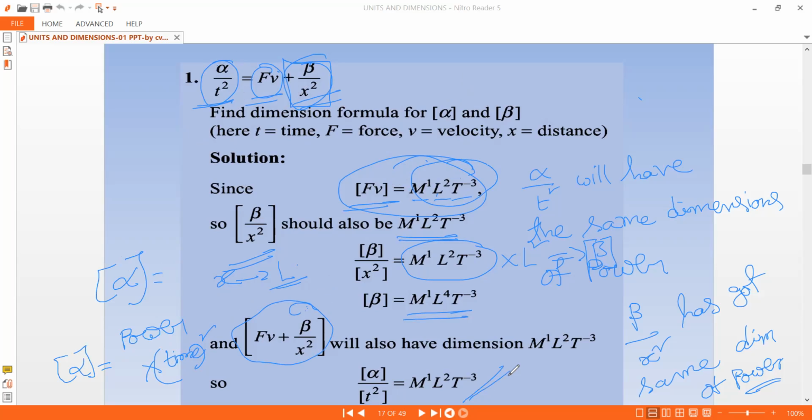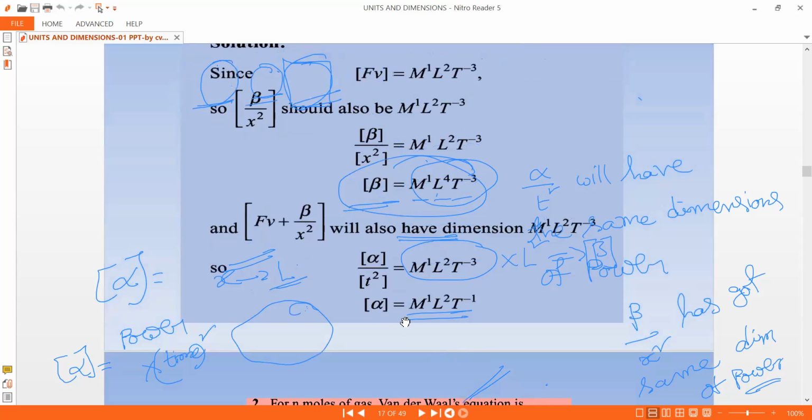You can see over here how this is solved. Alpha happens to be M L square T power minus 1. That's the question. That's it.